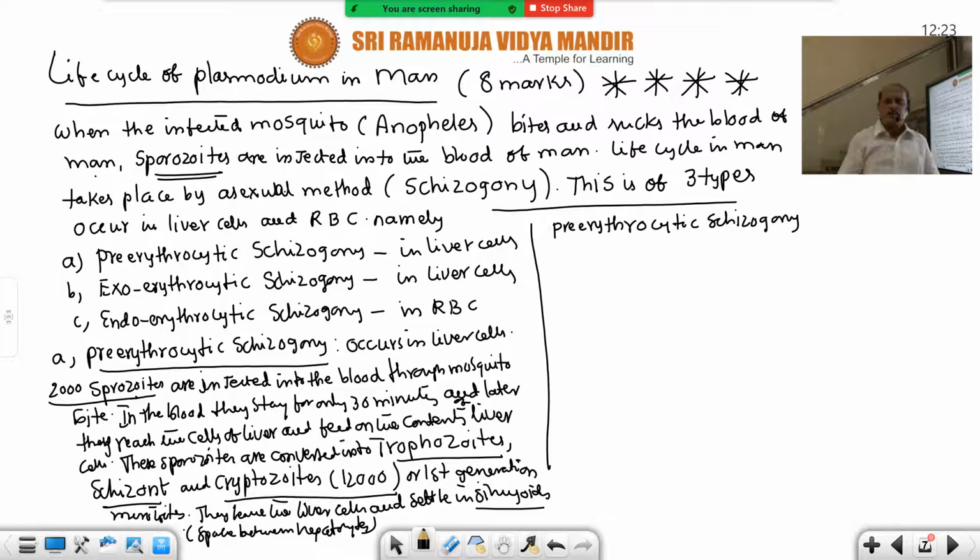This numerical status you must remember. Measurement of sporozoite length is 15 microns. Number of sporozoites released into the blood by mosquito is 2000. Now, how many first generation merozoites are produced? 12,000. So pre-erythrocytic schizogony is completed within 8 days. Then what are the end products of pre-erythrocytic schizogony? Cryptozoites.